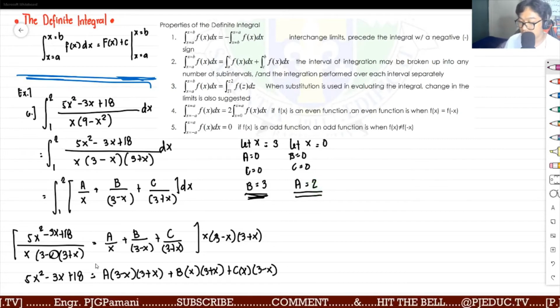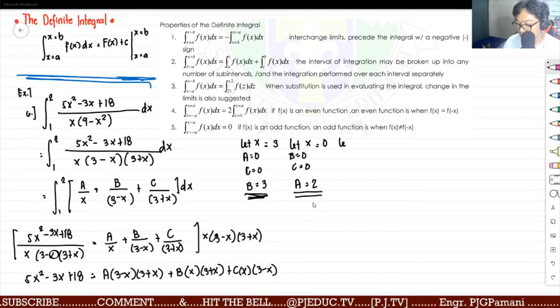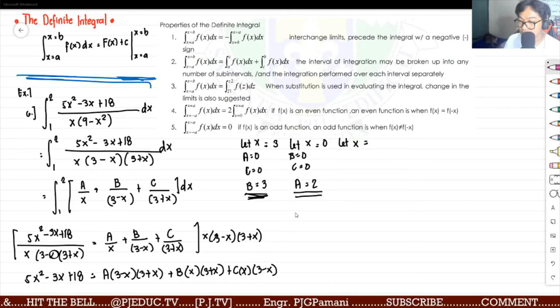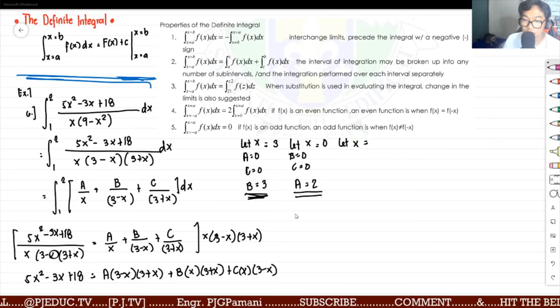Nasusundan po ba? Paano ko nakukuha yung value ni A at saka B? Hello? Susundan yan?